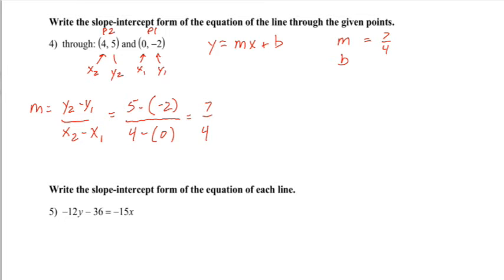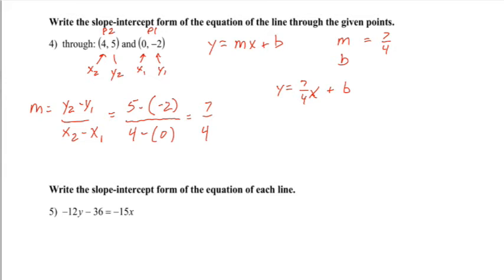We don't know what our b value is, but we can solve this in the same way that we did before. We're going to take either one of our points and plug those into our equation with our slope. So we start out with y is equal to 7/4 x plus b.